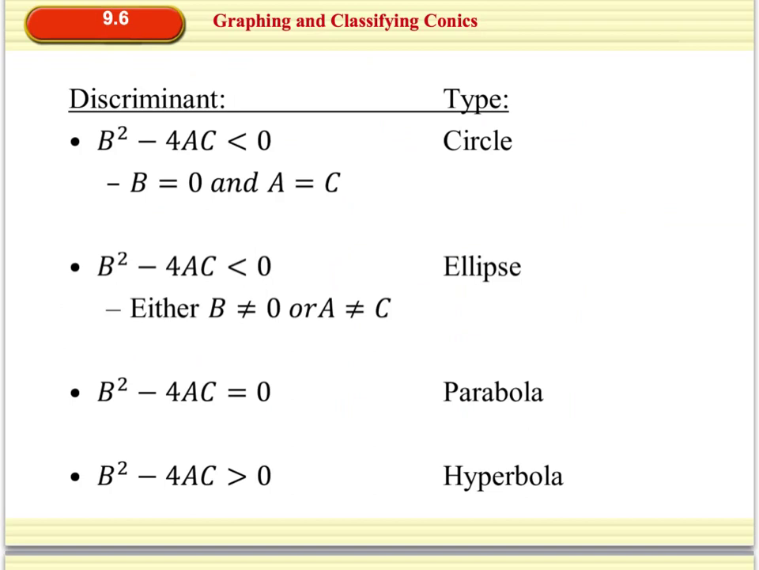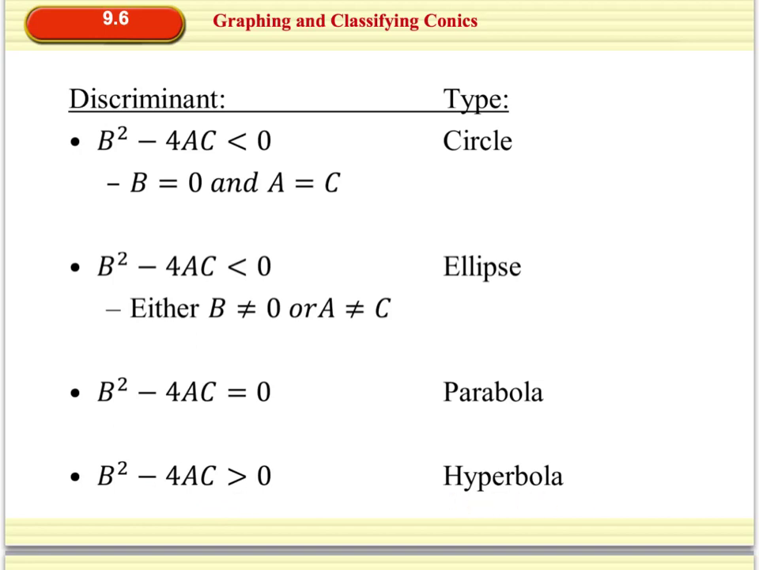This table is on page 626 in your book, but our discriminant tells us that if I have a discriminant that is less than 0, and b is equal to 0 and a is equal to c, then I'm going to have a circle. If my discriminant is less than 0, but either b does not equal 0 or a doesn't equal c, then I have an ellipse. If my discriminant equals 0, I'll have a parabola, and if my discriminant is greater than 0, then I'm going to have a hyperbola.